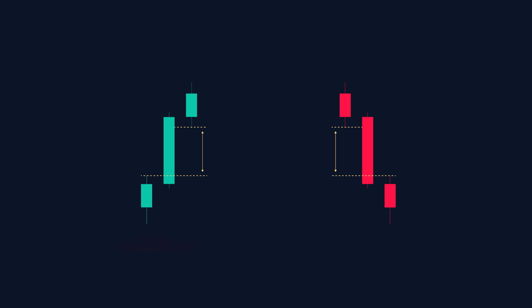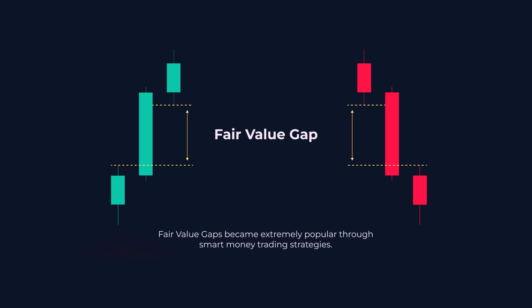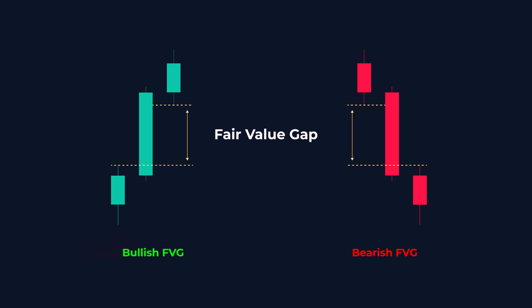Now let's move into one of the most popular smart money concepts: fair value gaps. Fair value gaps became extremely popular through smart money trading strategies. A fair value gap appears when a candle creates a noticeable price gap caused by strong buying or selling. This usually happens when price moves so fast that certain price levels get skipped with very little trading activity. To spot one, look for a candle with a large body. Then mark the gap between the wick of the candle before it and the wick of the candle after it.